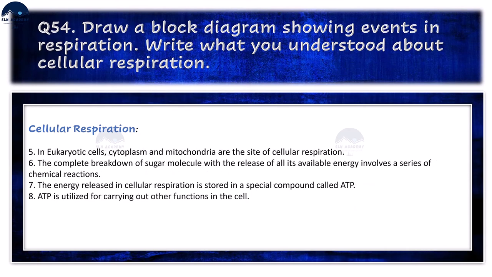In eukaryotic cells, cytoplasm and mitochondria are the sites of cellular respiration. The complete breakdown of a sugar molecule with the release of all its available energy involves a series of chemical reactions. The energy released in cellular respiration is stored in a special compound called ATP. ATP is utilized for carrying out other functions in the cell.